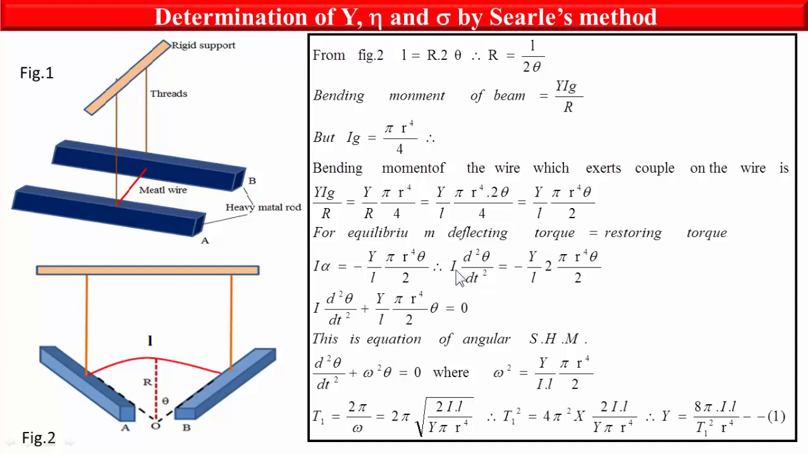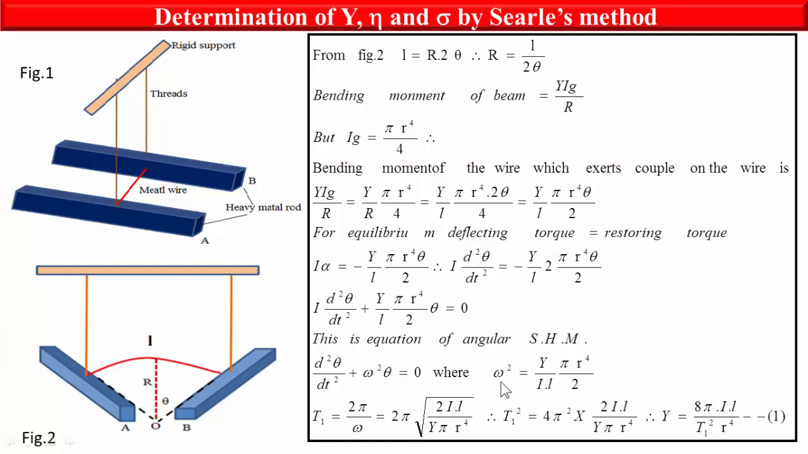Now, substituting the value of angular acceleration, we write I d2 theta by dt square is equal to minus Y by L into pi r raised to 4 into theta by 2. Or we write I d2 theta by dt square plus Y upon L into pi r raised to 4 upon 2 into theta, that is equal to 0. Now, this equation is analogous with the differential equation of angular SHM d2 theta by dt square plus omega square theta is equal to 0. Therefore, the system performs angular SHM.